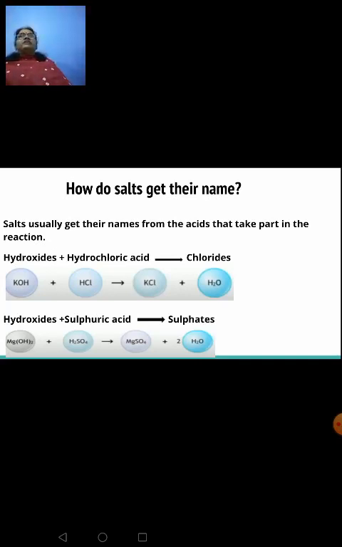Then if there is a hydroxide and if the acid taking part in the chemical reaction is sulfuric acid, then the salt formed will end with the name sulfate. For example, magnesium hydroxide combines with sulfuric acid to give you a sulfate. What sulfate? The base name should come there. Magnesium hydroxide was the base, so magnesium sulfate will be the salt formed along with water.